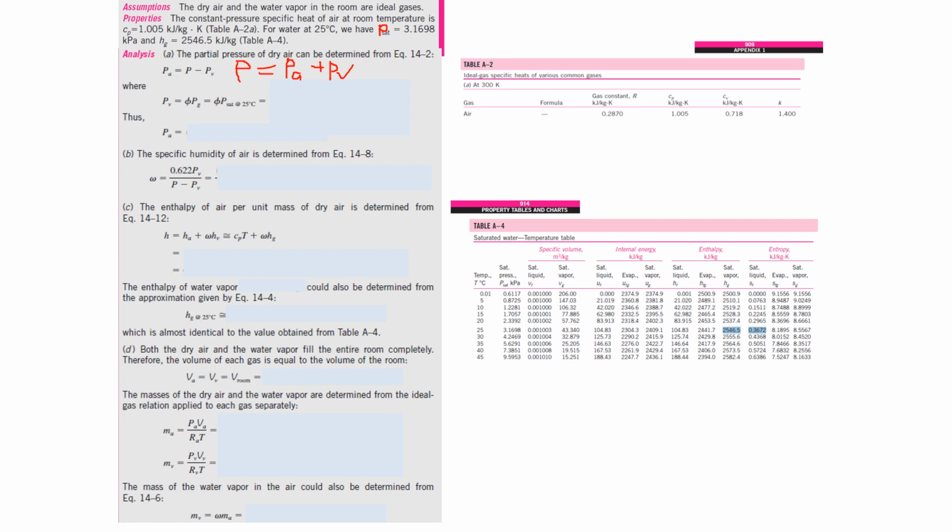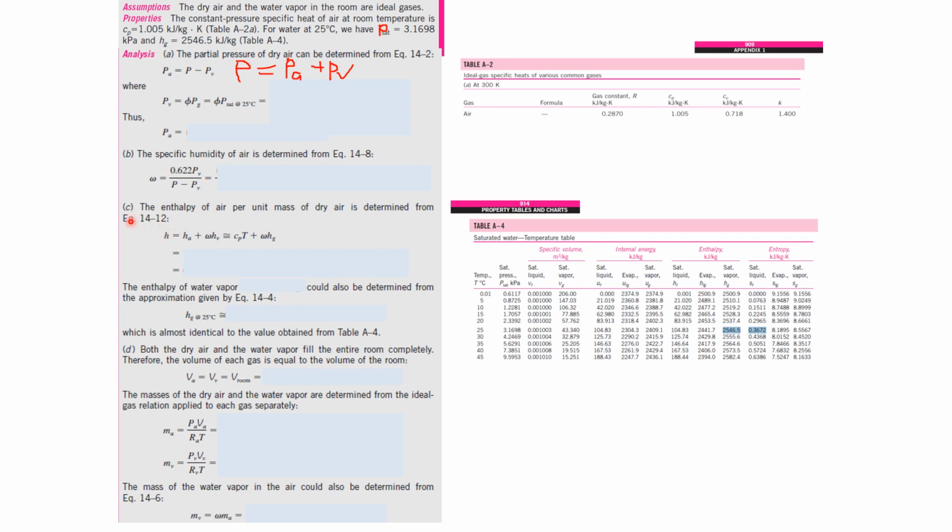Now we go to the specific humidity of air. So we will use this equation. We have all the parameters needed. We have the partial pressure of water vapor, which we have obtained from here, and we can use the total pressure, which is given in the question. And the partial pressure of water vapor, again the same value, multiply it, use this formula, and that will give you the value of specific humidity. And remember, the unit here is kilogram of H2O divided by kilogram of dry air.